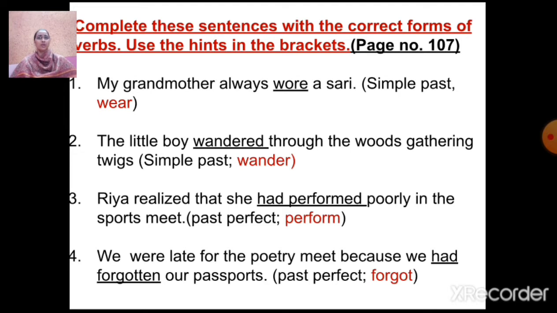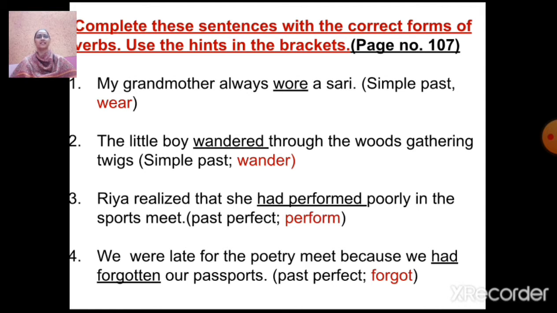Now we know the formula. For simple past, we are going to use the second form of verb. So the second form of verb for wear is wore. So the answer is, my grandmother always wore a sari. Then the next one, the little boy dash through the woods gathering twigs. Now here again simple past and the verb given is wander. So the answer is, the little boy wandered through the woods gathering twigs.